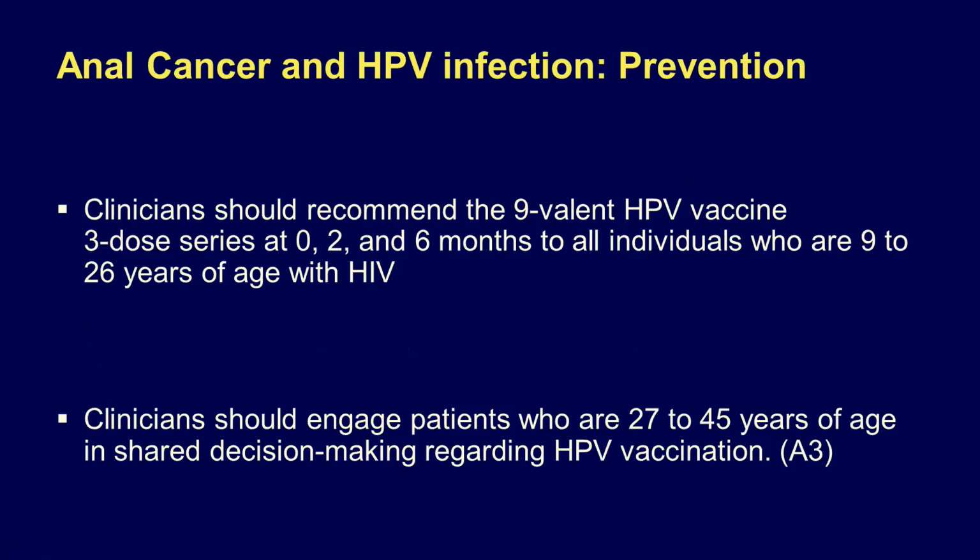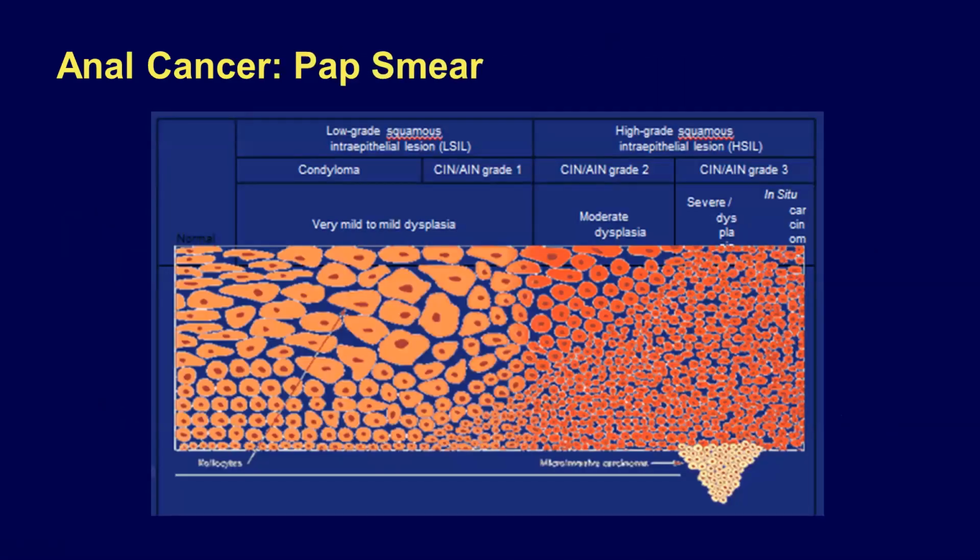So when we talk about prevention, what has been very important over the last years is vaccination for human papillomavirus. Most of us have heard about the 9-valent HPV vaccine that is given to individuals between 9 and 26 years of age with HIV disease. And there is also a discussion that has to be held with patients older than 27 and younger than 45, about whether HPV vaccination is going to provide some protection. So this is extremely important for providers and patients to discuss.